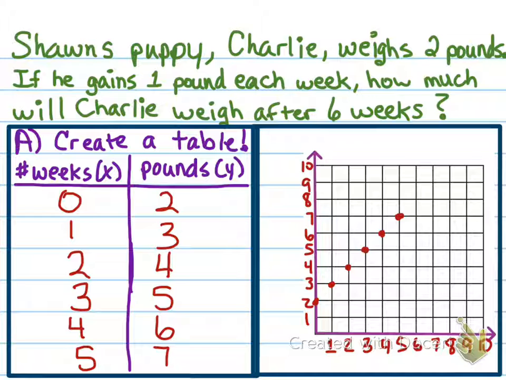Okay, I've plotted my points, so now the last step is to draw a line through each of the points so that I can visualize the pattern that's being created. This is my additive pattern right here.